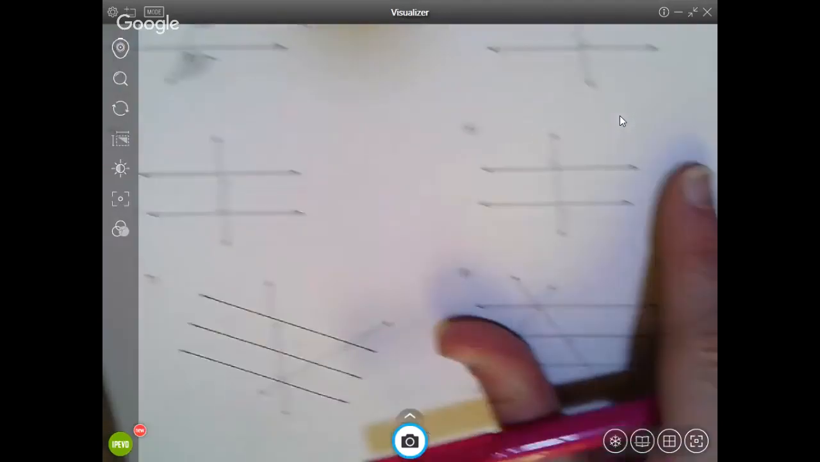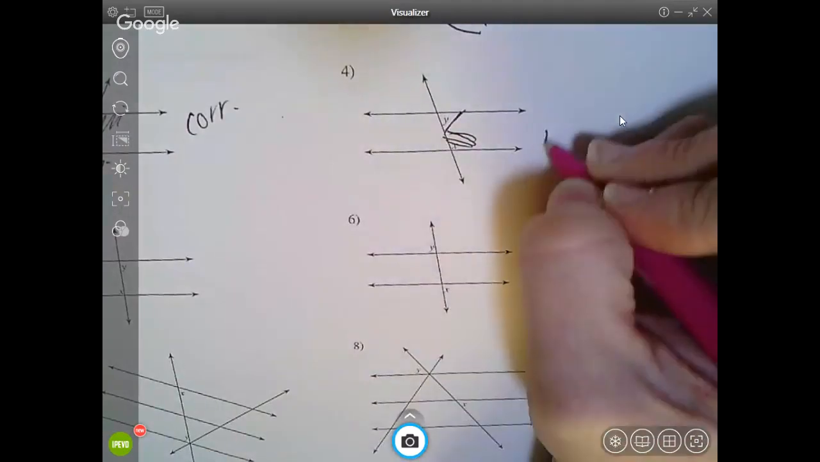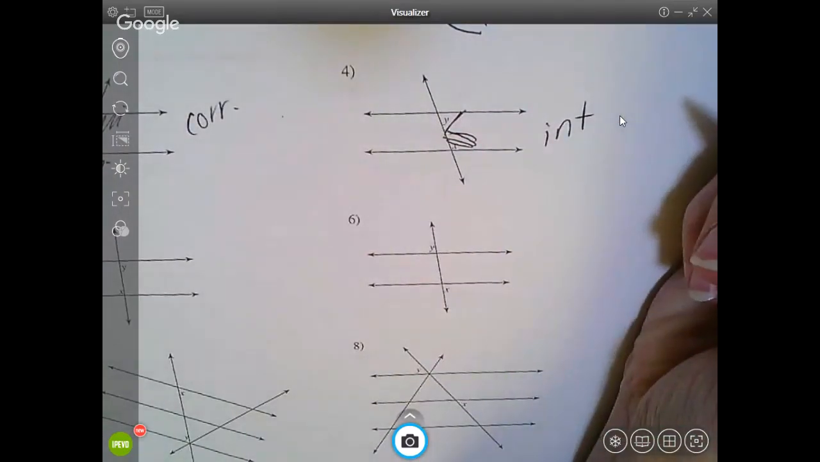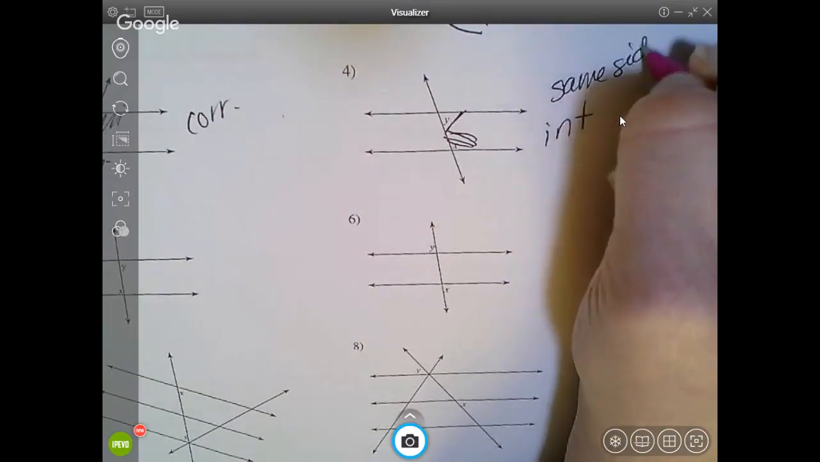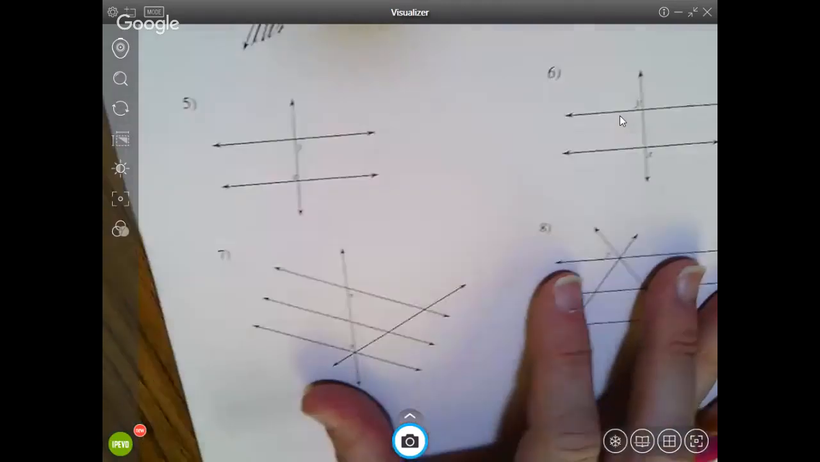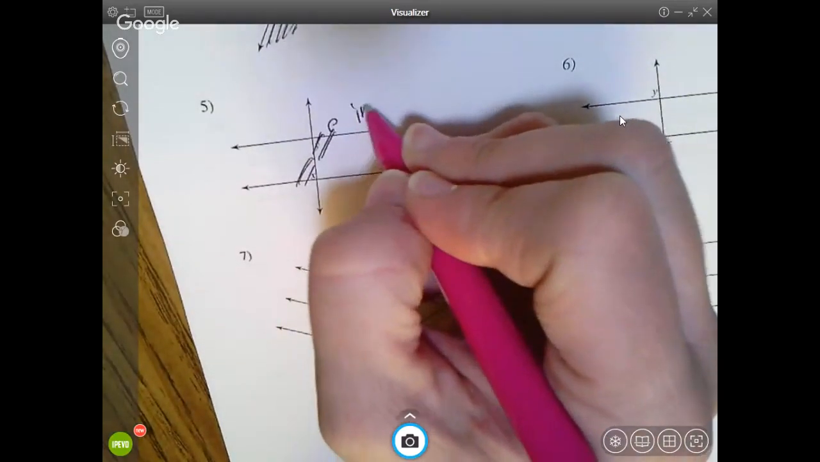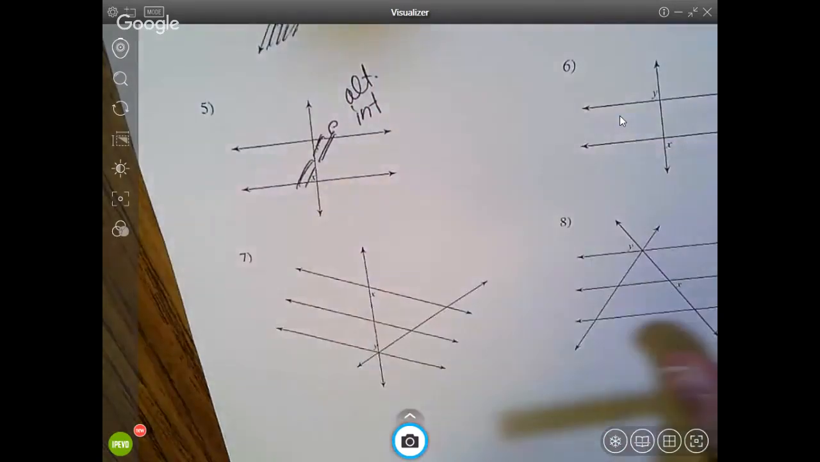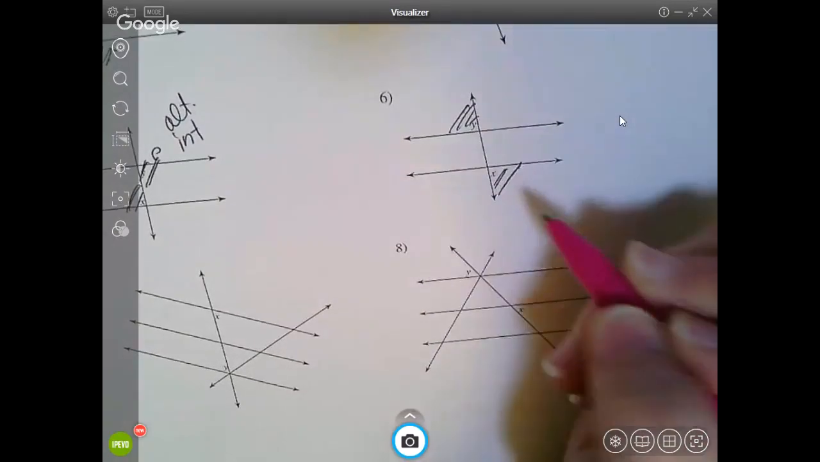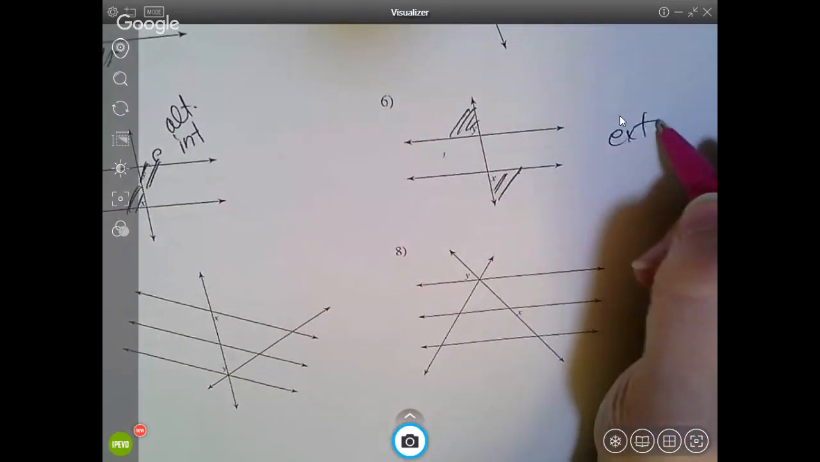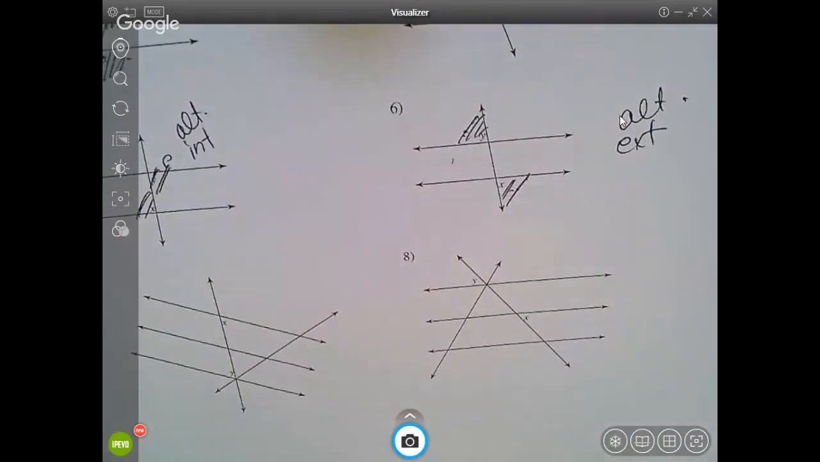Here, these are both on the inside. So I know it's interior, and I know that not only are they inside, they're both on the same side. These are interior, but they're on different sides. So it's interior, and they're alternate interior. Here, these are both outside. So they're exterior, and they're on different sides, so they're alternate exterior angles.